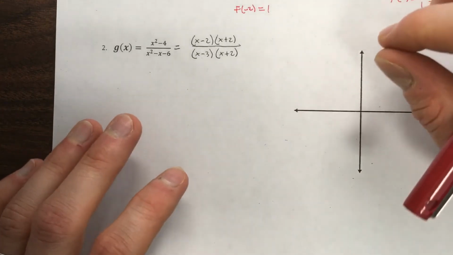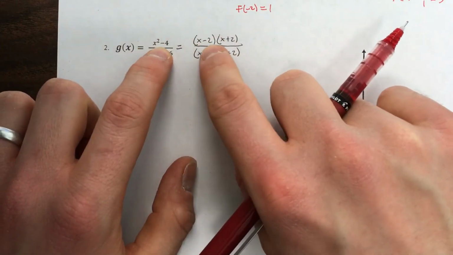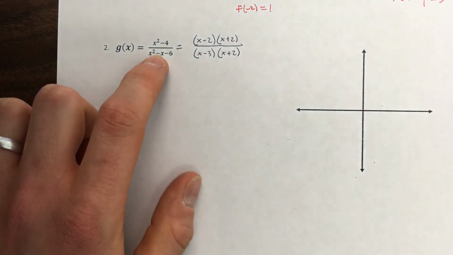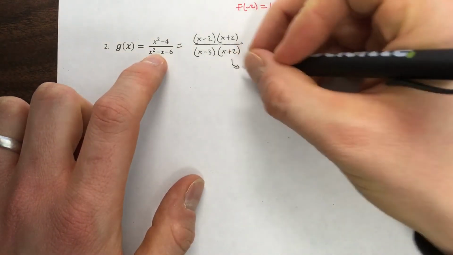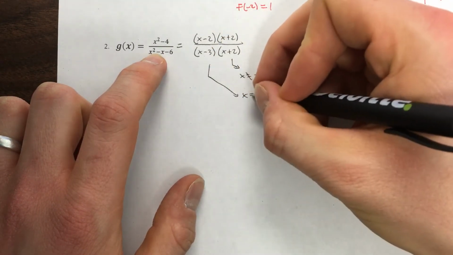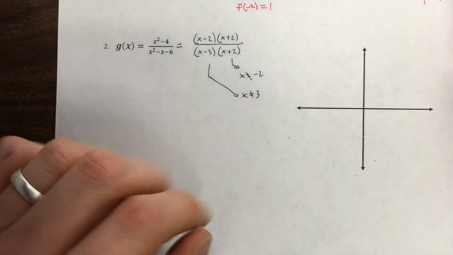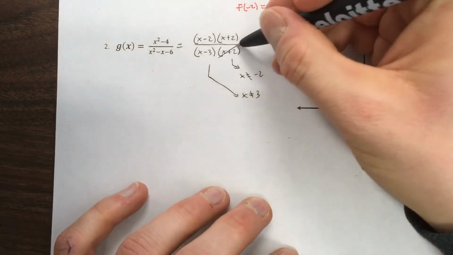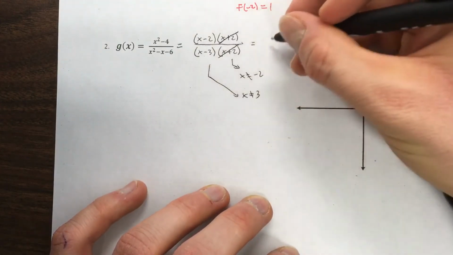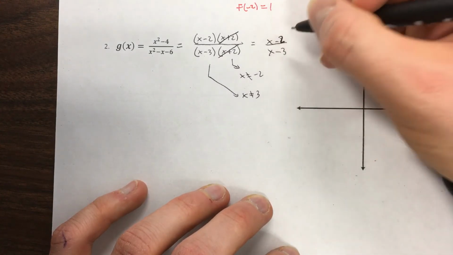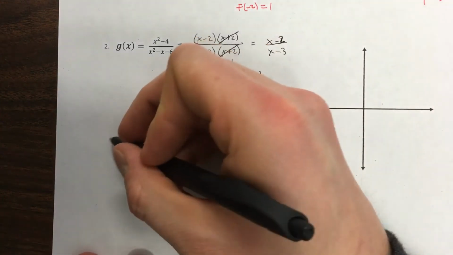I'm going to go to the next one, see how we can graph this one. I went ahead and factored it. So we have a difference of 2 squares here, so it'd be x minus 2, x plus 2. This factors in this way. From here, we know that x cannot be negative 2, x cannot be 3. But we know that the 2's cancel out. So our simplified function will be x minus 2 over x minus 3.